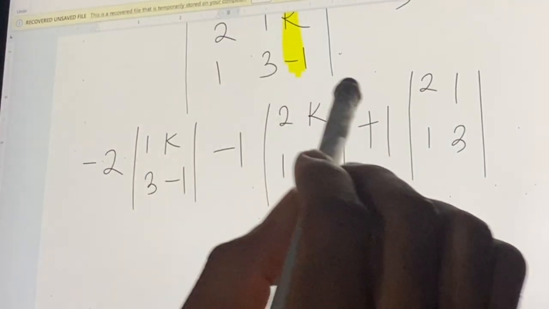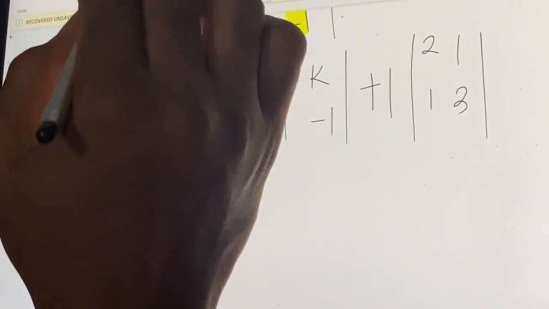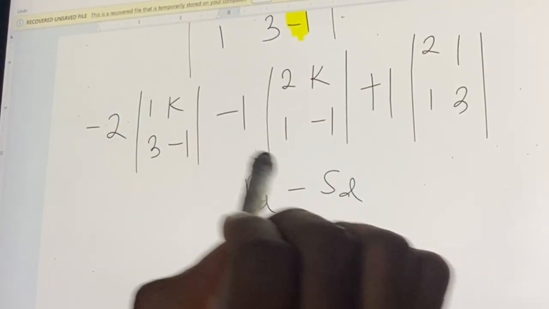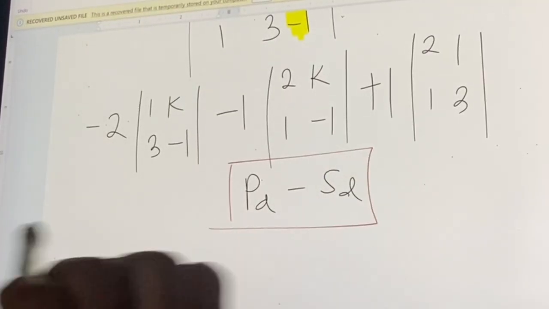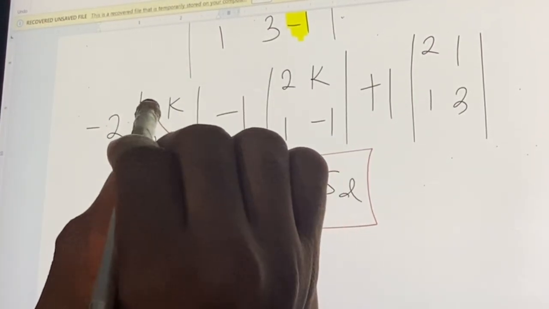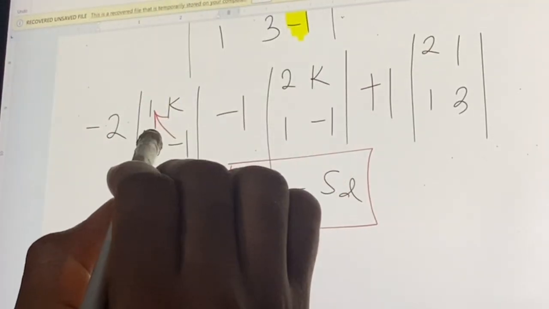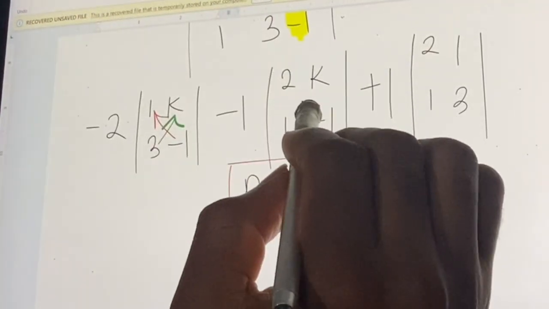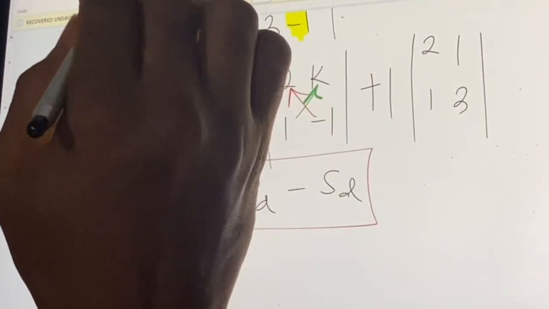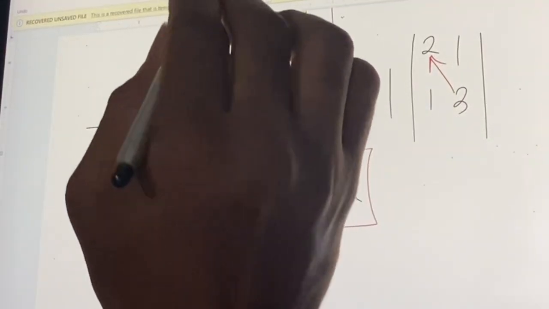So what is the formula for 2 by 2 order of determinant? The formula for 2 by 2 order of determinant is primary diagonal minus secondary diagonal. Please don't forget this. This is the formula here. So the next thing here is to know the part that is the primary diagonal and the part that is the secondary diagonal. If I multiply these two here, this times this will give us primary. This times this will give us secondary. The same thing here: this times this will give us primary, this times this will give us secondary.